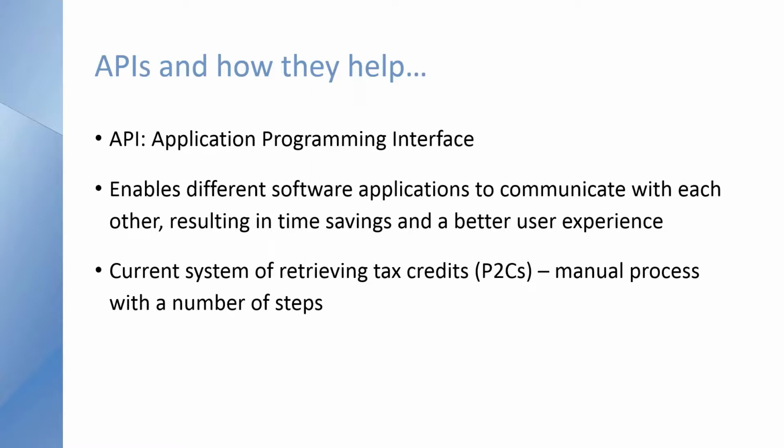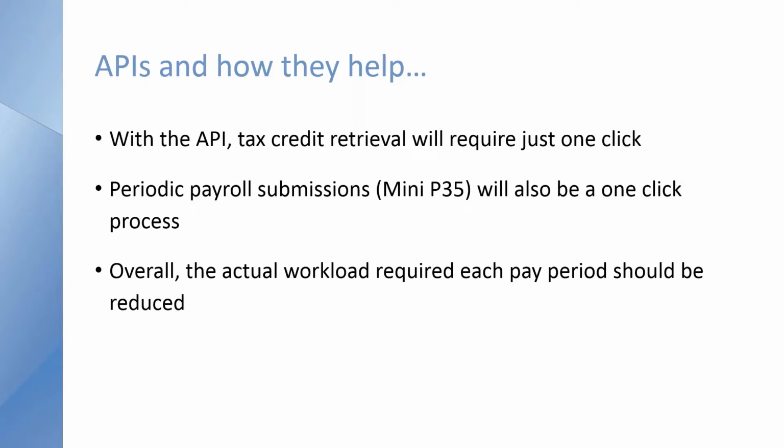So for example, look at how tax credits, P2Cs, are retrieved at present. You log into your ROS account, you go to the Revenue Record tab, you then select P2C details, you then search the relevant tax year, then you export, which involves choosing where to save to. Then in your payroll software, you go to the relevant P2C import section. You need to select the correct file from the correct location and then import. So by my count, there are at least 9 steps involved in that process. With the API, it will be one click to achieve all of the above.